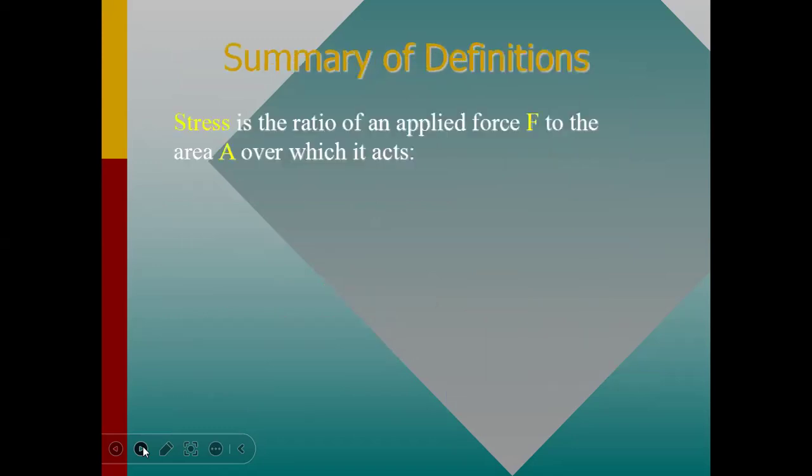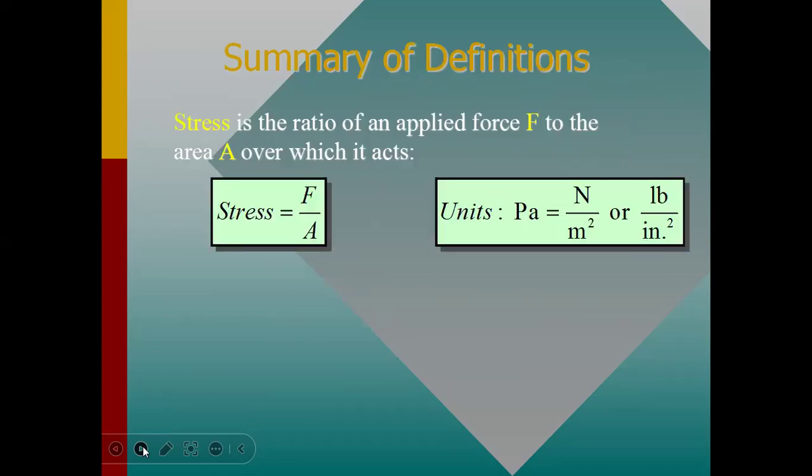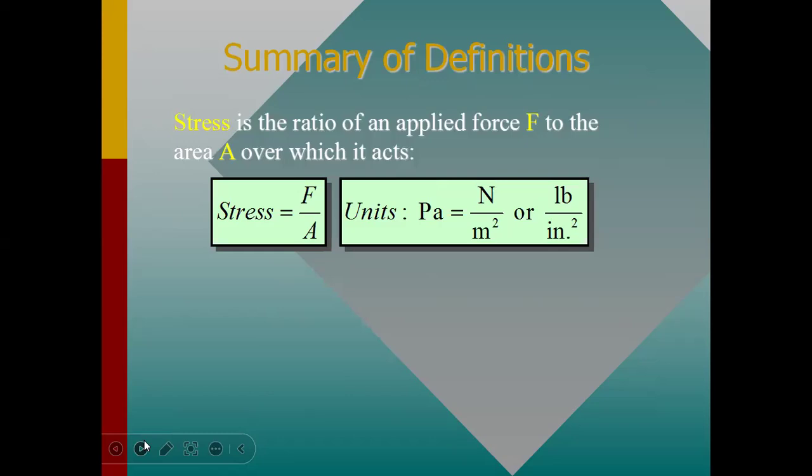Now, stress is the ratio of the applied force to the area over which it acts. That means the stress equals force applied per unit area of a body, and its unit is Pascal.